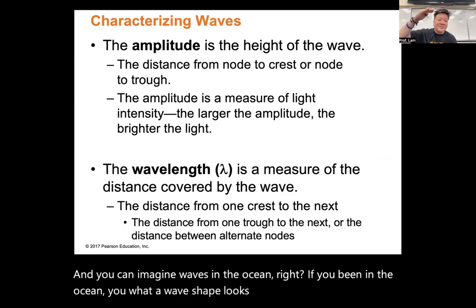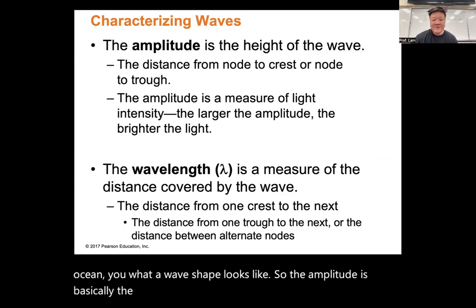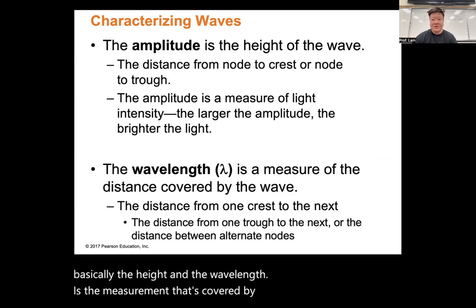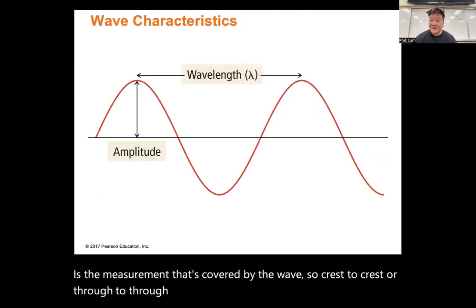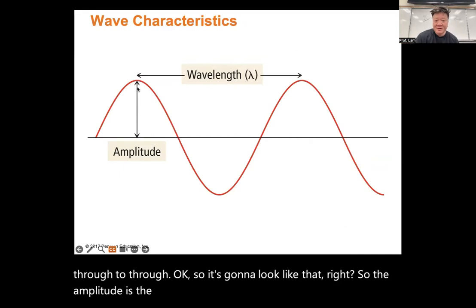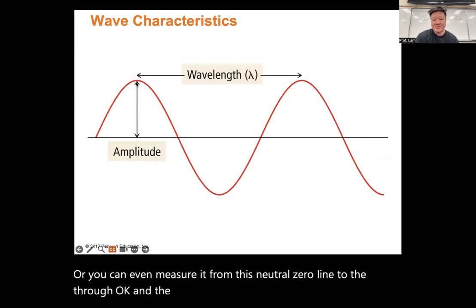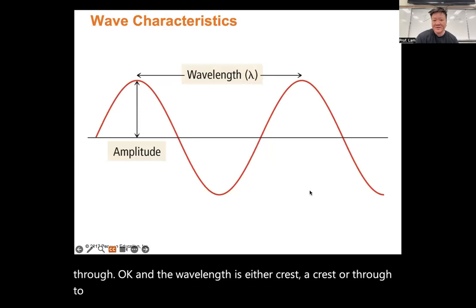So the amplitude is basically the height, and the wavelength is the measurement that's covered by the wave. So crest to crest or trough to trough. Okay, so it's gonna look like that, right? So the amplitude is the height from 0 to the peak, or you can even measure it from this neutral 0 line to the trough. Okay, and the wavelength is either crest to crest or trough to trough. Okay.